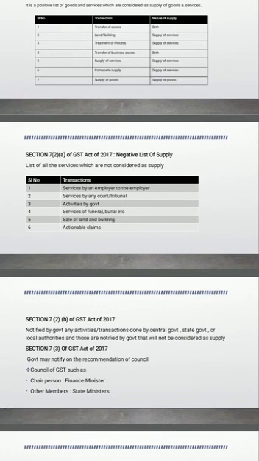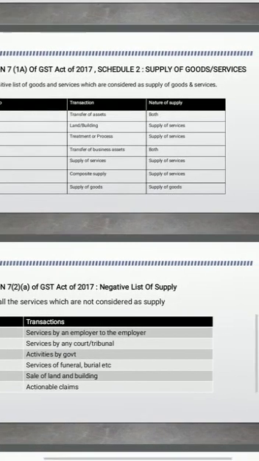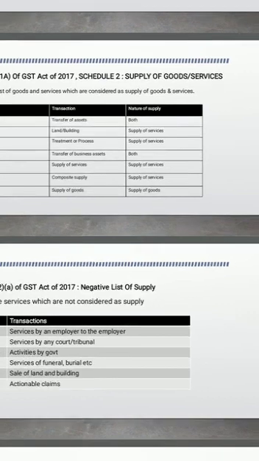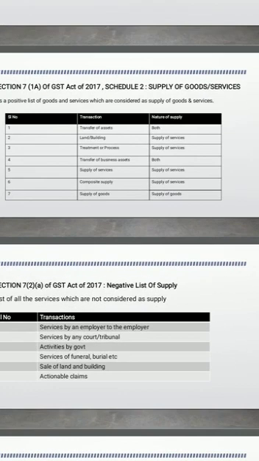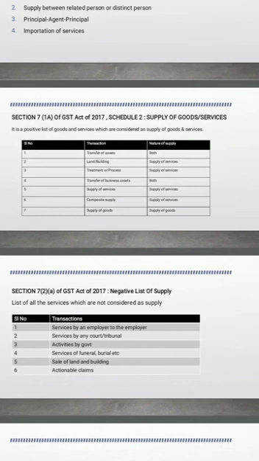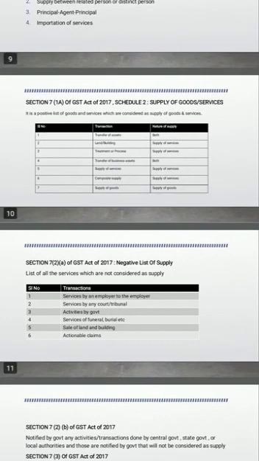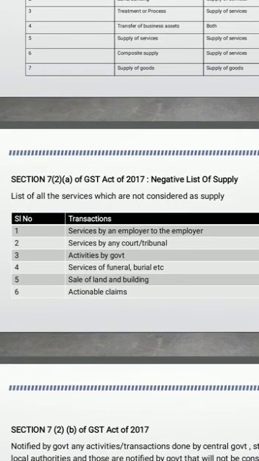Next, Section 7 subsection 2 subsection A of the GST Act of 2017. In Schedule 2, we have seen the supply of the goods and services, a positive list of the goods and services. Here in Schedule 3, we will see the negative list of the supply of goods and services. Here they have mentioned a negative list of the services, stating that all these items are not considered as a supply according to Section 7 subsection 2 subsection A of the GST Act of 2017. Let us see this negative list of the supply.